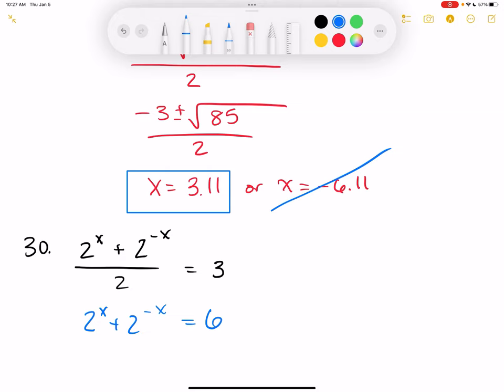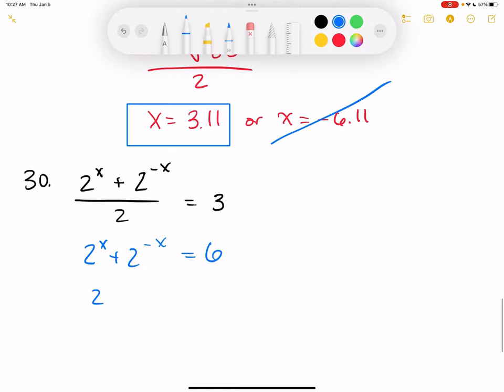Okay. All right, what do I do with the negative exponent? You put it on the bottom. Okay, so 2 to the x plus 1 over 2 to the x equals 6.